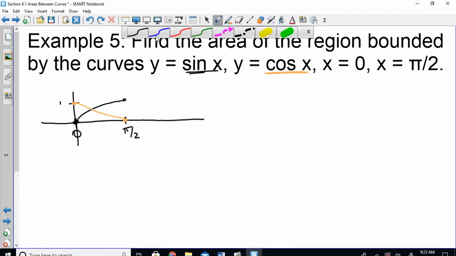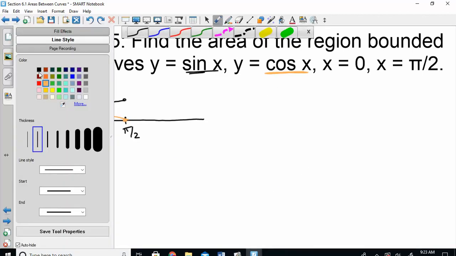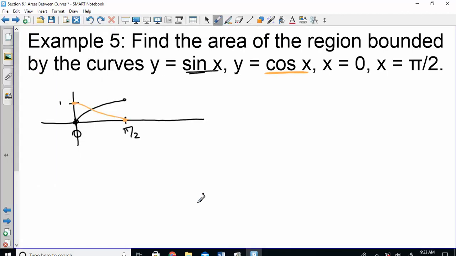So this one, we have a little issue. Is the same function always on top? No. So we have to break this up. Where do these two things meet? My picture is not completely accurate. When are sine and cosine the same? At 45 degrees, sine is radical 2 over 2 and cosine is radical 2 over 2. So that's my pi over 4.